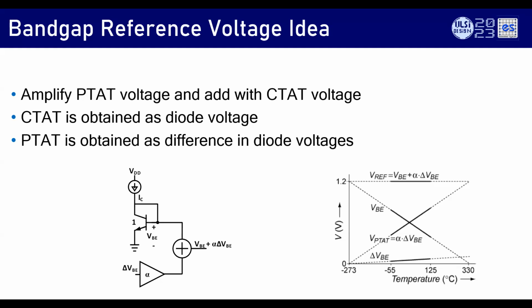How do you design a circuit to do this? You need to design a circuit which can take a CTAT, and generate a PTAT. Then it should also amplify the PTAT voltage, and then we should add it to the CTAT voltage to give a constant reference voltage.